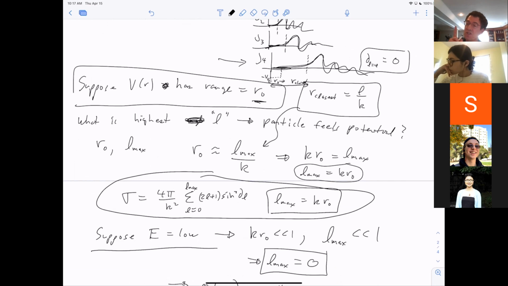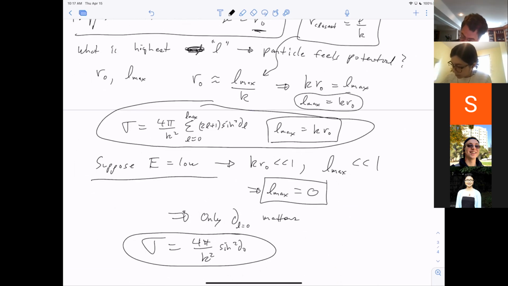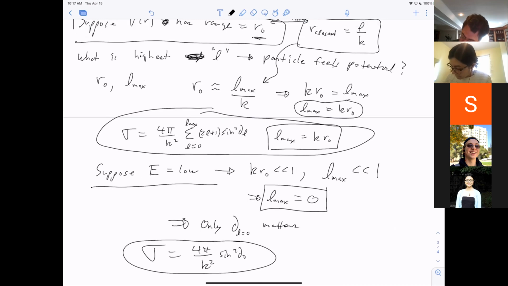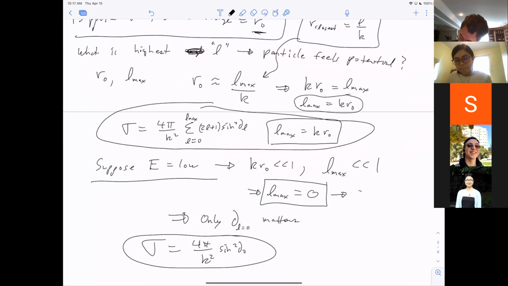And this is actually a cute little point. Check this out. When E is low and L max is 0, it actually has a name. We call that S wave scattering.